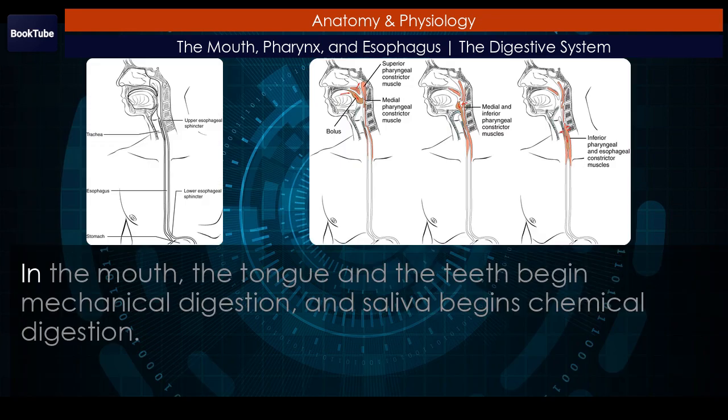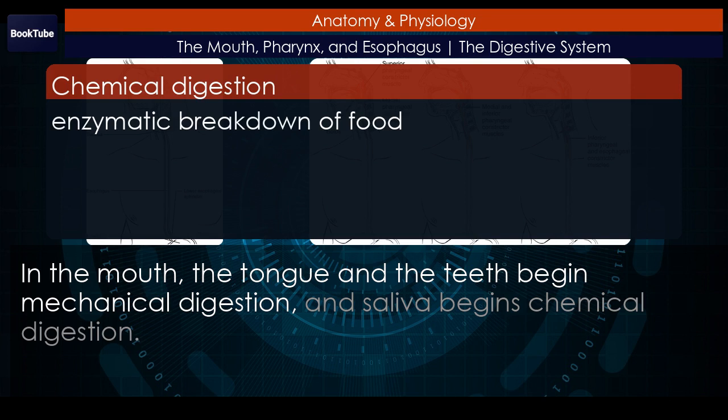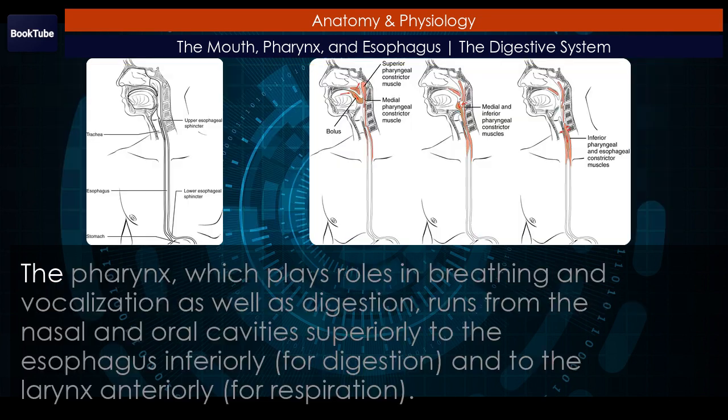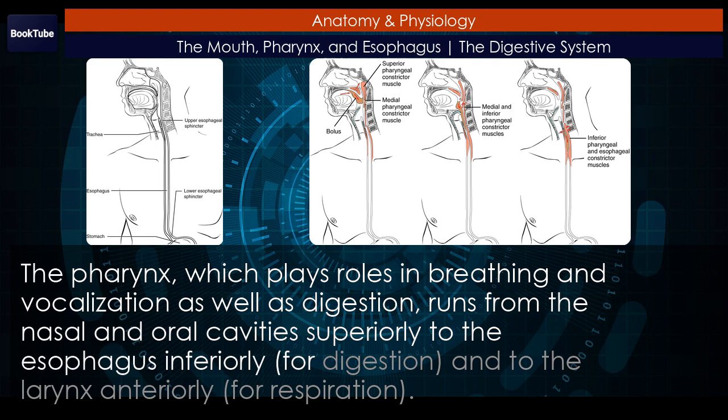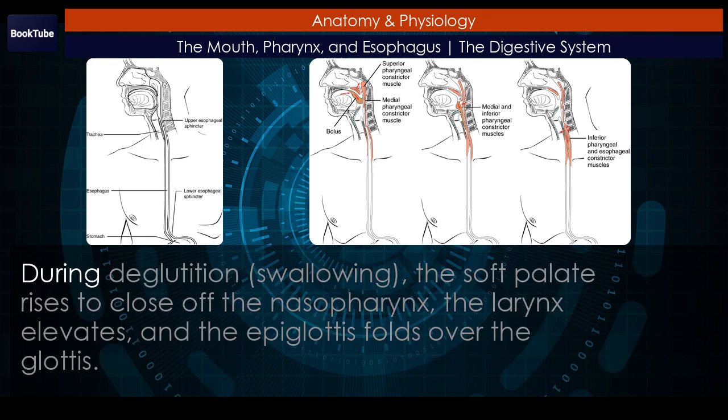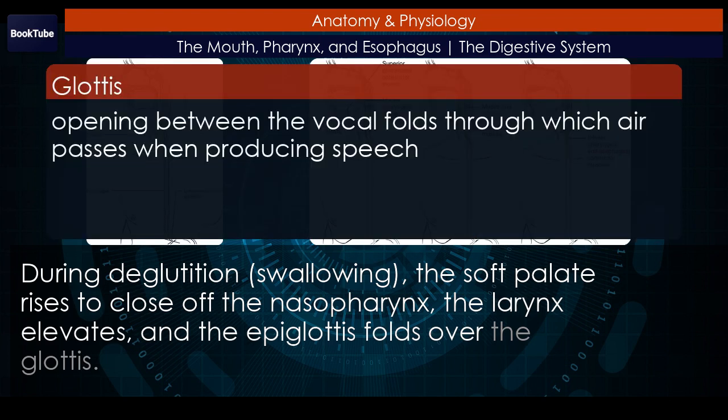Chapter review. In the mouth, the tongue and the teeth begin mechanical digestion, and saliva begins chemical digestion. The pharynx, which plays roles in breathing and vocalization as well as digestion, runs from the nasal and oral cavities superiorly to the esophagus inferiorly for digestion, and to the larynx anteriorly for respiration. During deglutition, swallowing, the soft palate rises to close off the nasopharynx. The larynx elevates, and the epiglottis folds over the glottis.